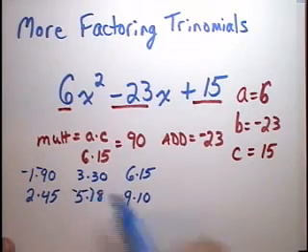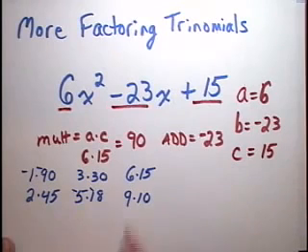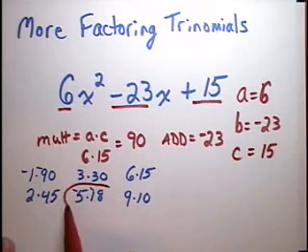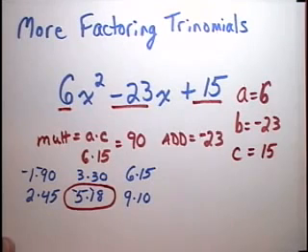So it's actually these two terms here that I need. Because if I had a negative 5 times a negative 18, they would multiply together to give me a positive 90. But when I add together negative 5 plus a negative 18, I get the negative 23 that I'm looking for. So I found the two numbers, the negative 5 and the negative 18.